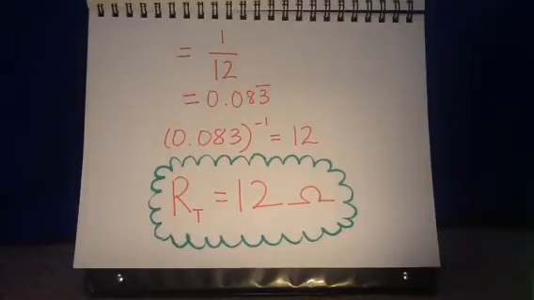When adding up the resistors, you would get 1 over 12. When you simplify it into a decimal, you would get 0.083. Then you would have to find the inverse, which is 12. Our total resistance is 12 ohms.